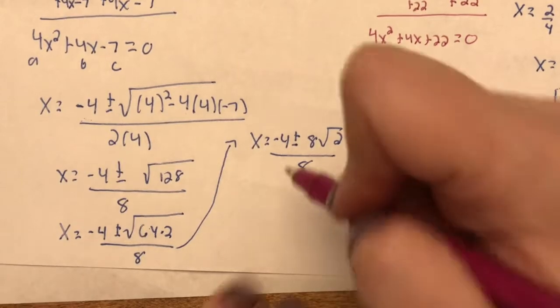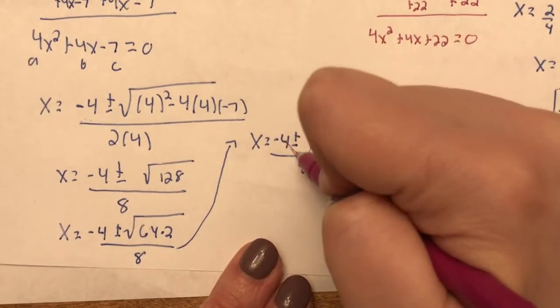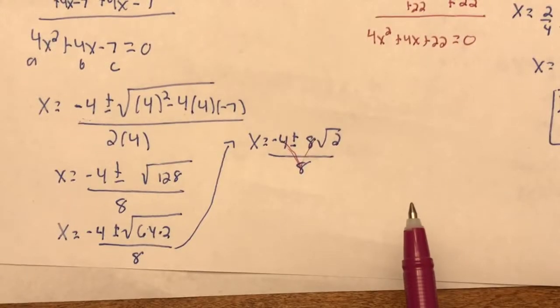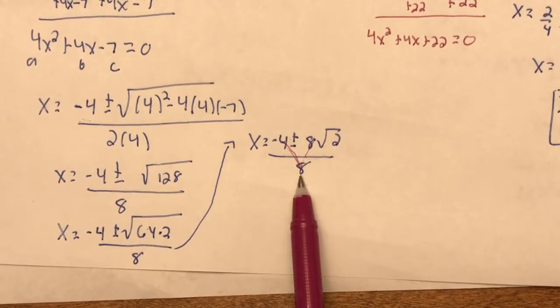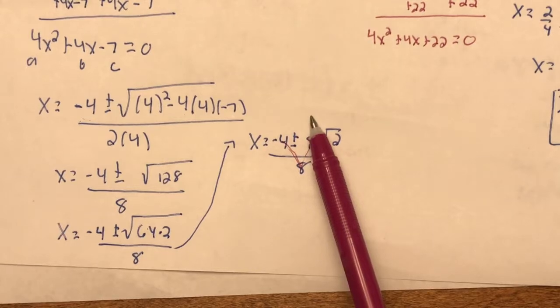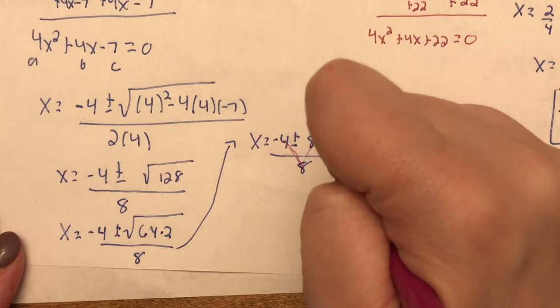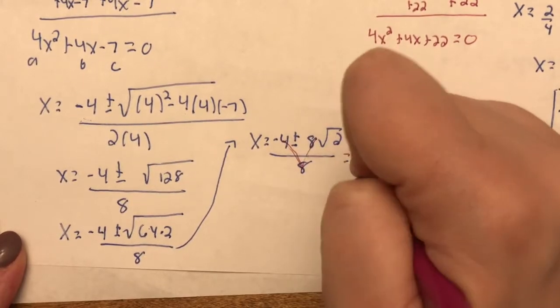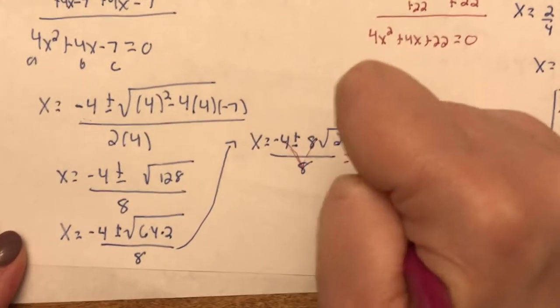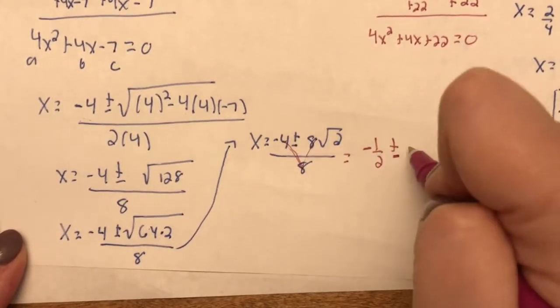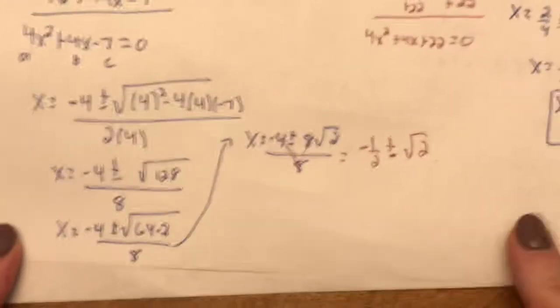Now, we know that both of these are going to get divided by 8. But if we take a look here, they're not going to reduce to a common denominator because -4 over 8 will reduce down to -1/2, while this will reduce down to just +1. So you have to be careful of that if you are doing it this way. So this will simplify into -1/2 plus or minus square root of 2. And that would be my answer, okay?